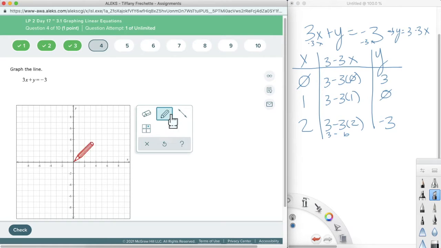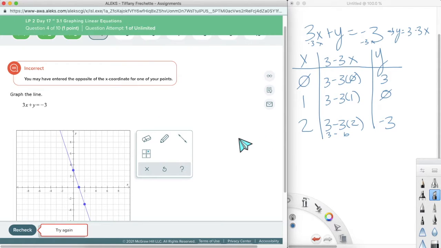All right, so I have 0 and +3. I have 1 and 0. So I go over 1 and I stay right there on the axis. And then I go over to 2 and I'm going to drop down to -3. And again, those look like a nice straight line, and perfect, they are.